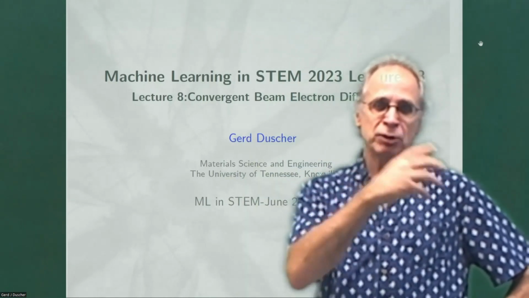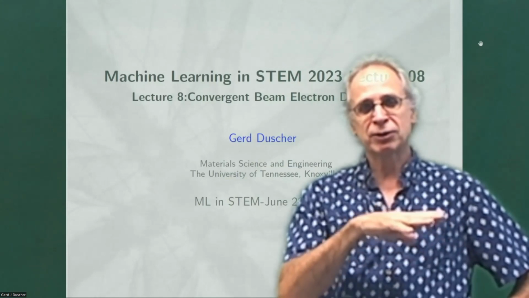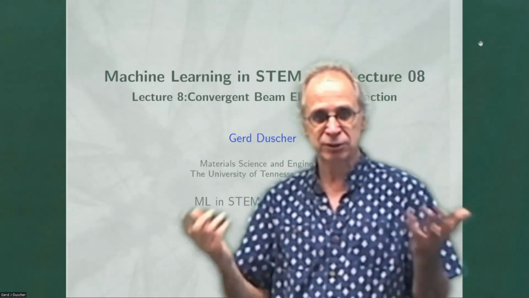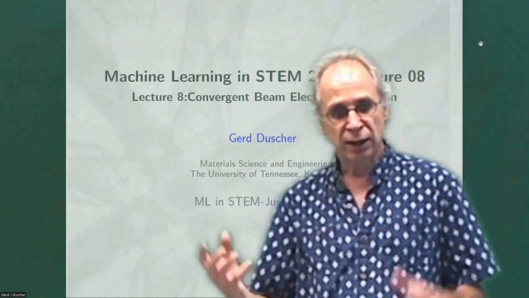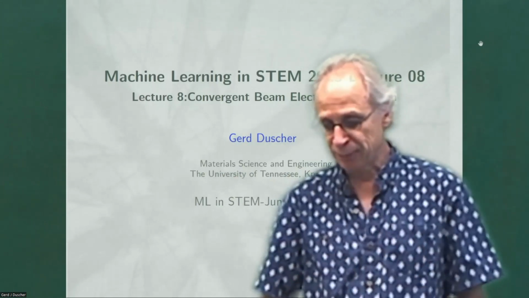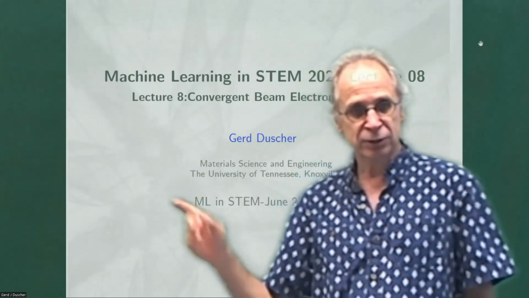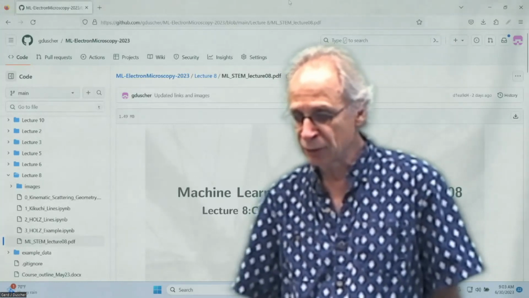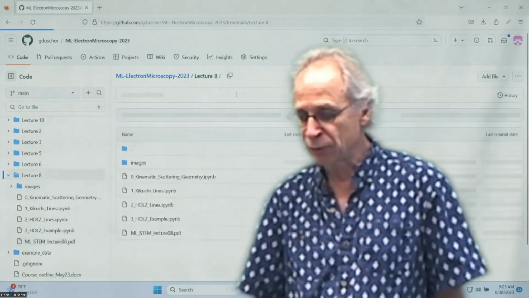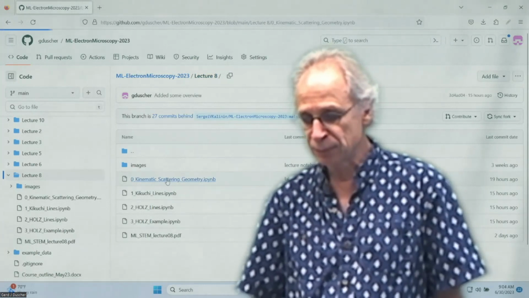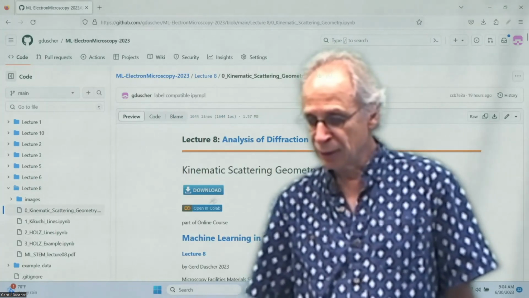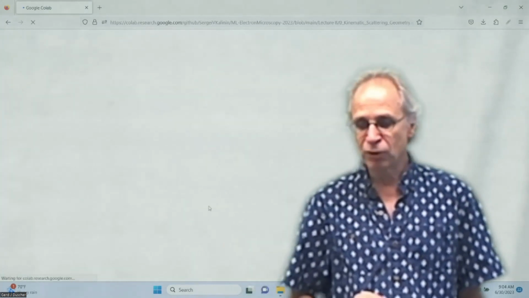But we have to go back to diffraction and see what the differences are to other diffraction methods, let's say X-ray diffraction, neutron diffraction, because we might want to combine them as well, right? So we go out of our PDF that is online, and we go here to lecture 8, and we use our first notebook. That is kinematic scattering. We open that in Colab.